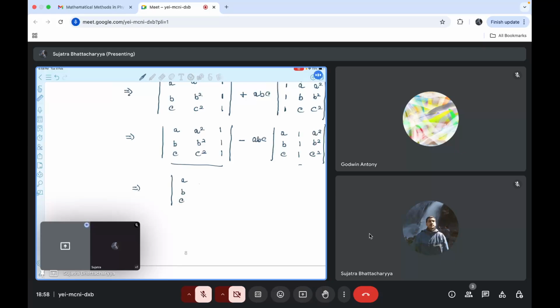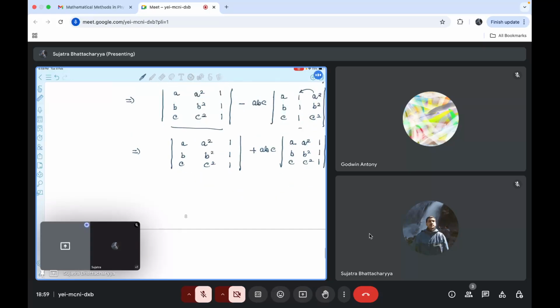So A, B, C again. So this is A square, B square, C square. This is 1, 1, 1. Again, I will add a minus sign and make it plus. Why? Because I will exchange this with this. So A, B, C, A square, B square, C square, and this 1, 1, 1. That's all. So you see now these are all same. Okay. So now you can write this as 1 plus ABC times A, B, C, A square, B square, C square, 1, 1, 1. This is how you can finally write.